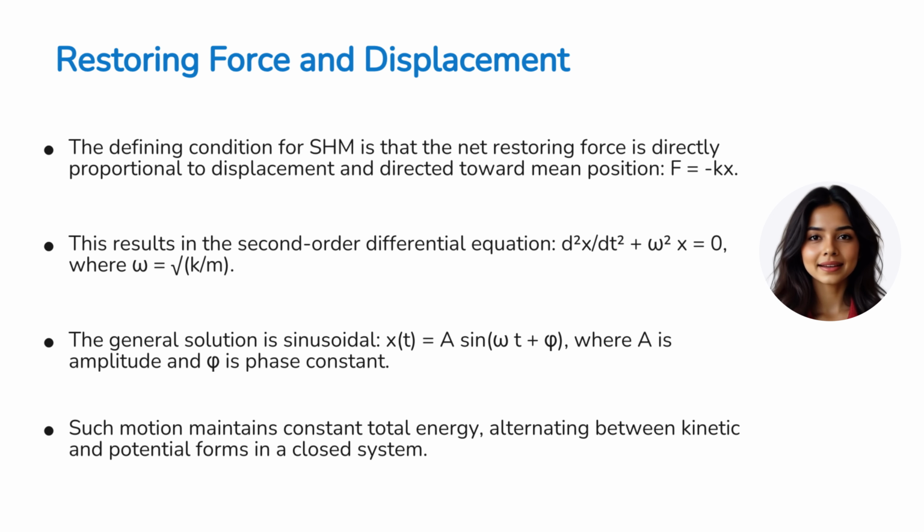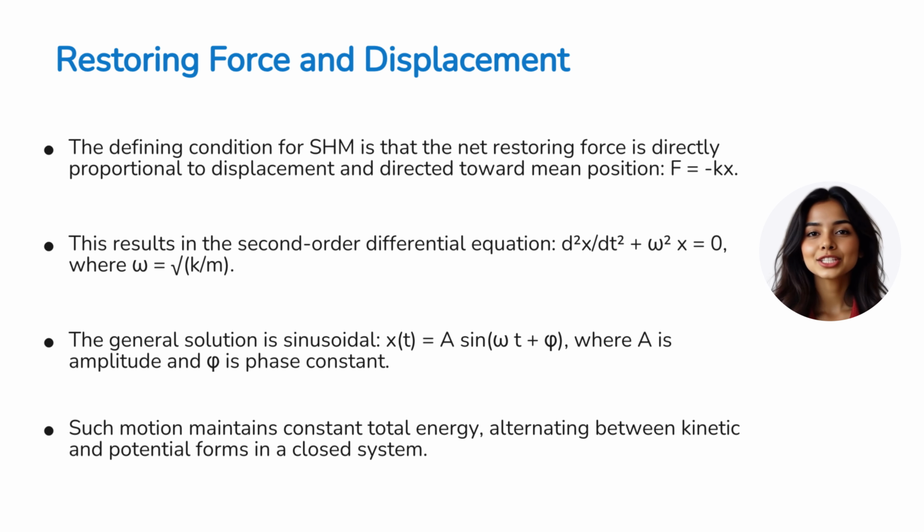In math speak, this is written as F = −kx, where F is the restoring force in newtons, k is a positive constant known as the force constant or spring constant in newtons per meter, and x is the displacement in meters. The negative sign tells us the force opposes the displacement, always pushing or pulling the object back to equilibrium.